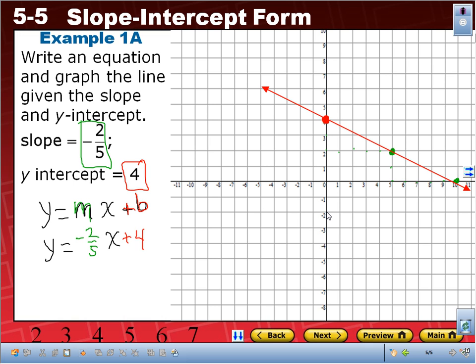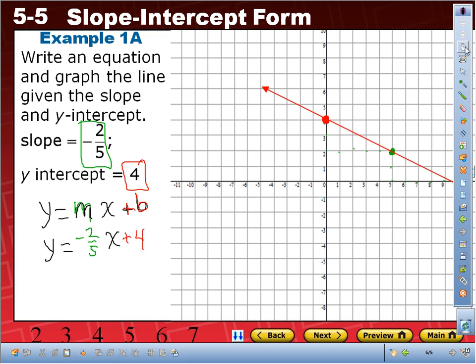So let me go over the steps to make sure I got this. Step 1, I wrote my y equals mx plus b formula, my form, and I just substitute the slope and the y-intercept to write my equation. Did I do that? Yes. Step 2, I identified the y-intercept and plotted it on the y-axis, which is positive 4. Step 3, identify the slope and use the slope to plot points. Did I do that? Yes. And at the end, I graph my line. So far, so good? All right. So that's example 1A.